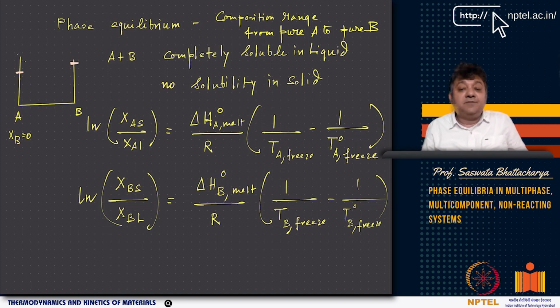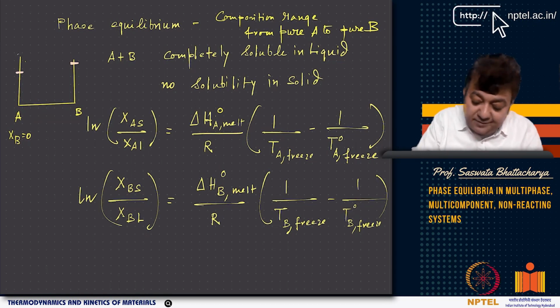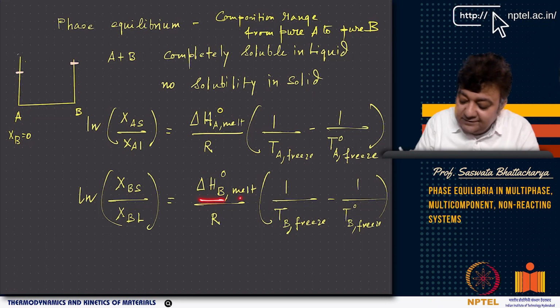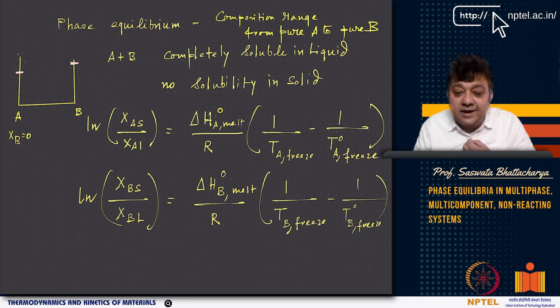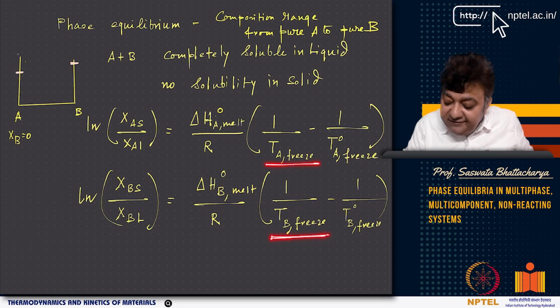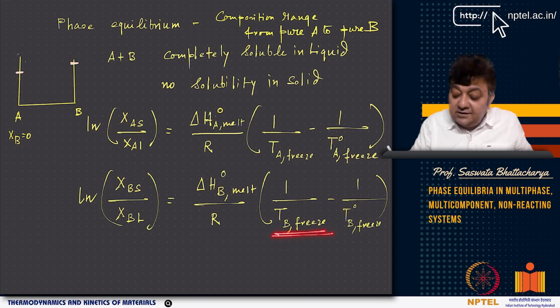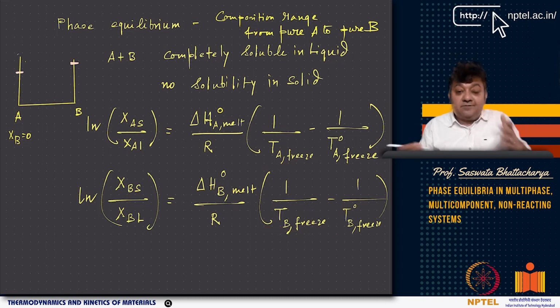The positive heat of transition during melting, or latent heat of melting, by R, and 1 by TA freeze minus 1 by TA0 freeze. Now for B, it will be just delta. So we are looking at B, delta B0 melt, that is the latent heat of melting of pure B. And TA freeze and TB freeze are basically the freezing points of A or B in the solution, and you have TA0 freeze and TB0 freeze. TA freeze and TB freeze are those of the components A and B.